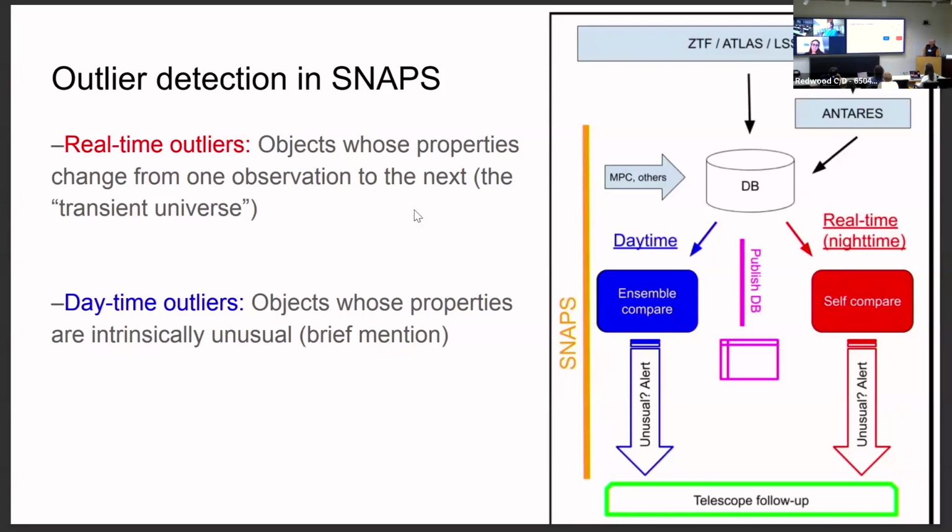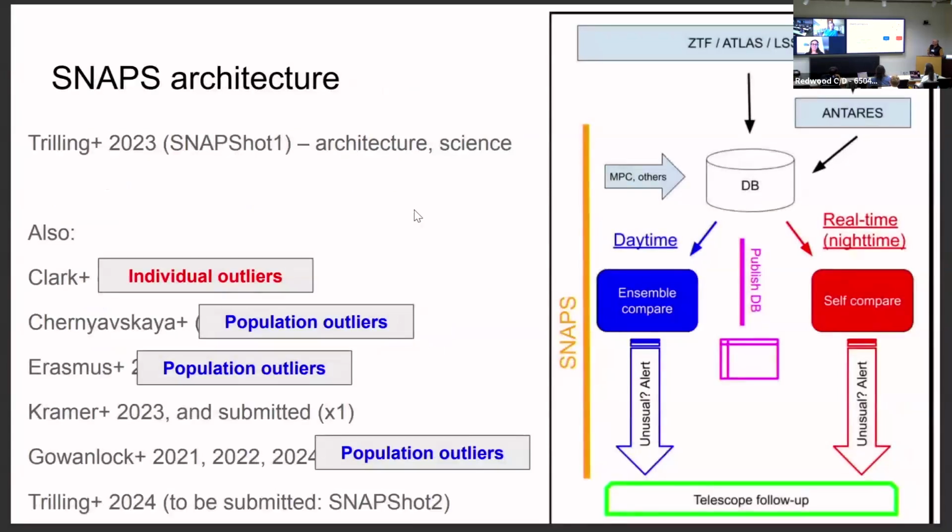And the blue channel here is what we're calling our daytime outliers, or population outliers. They have properties that are consistent from observation to observation, but they are unusual compared to the rest of their population. And those require different kinds of processing and different sorts of alerts and handling. So back to this paper list, you can see that we focused mostly so far on our population outliers, and we're now building up our individual outliers component, and I'll talk about that towards the end.